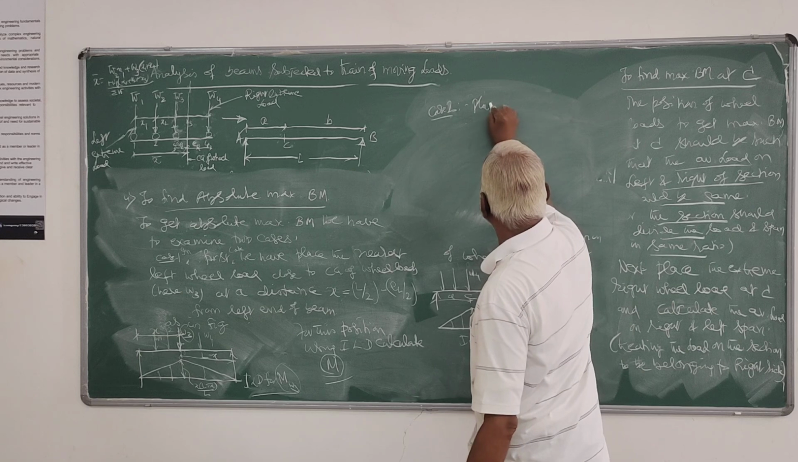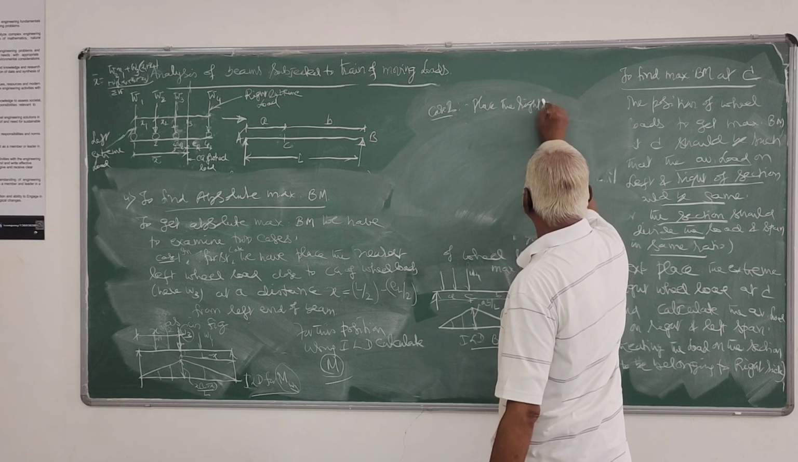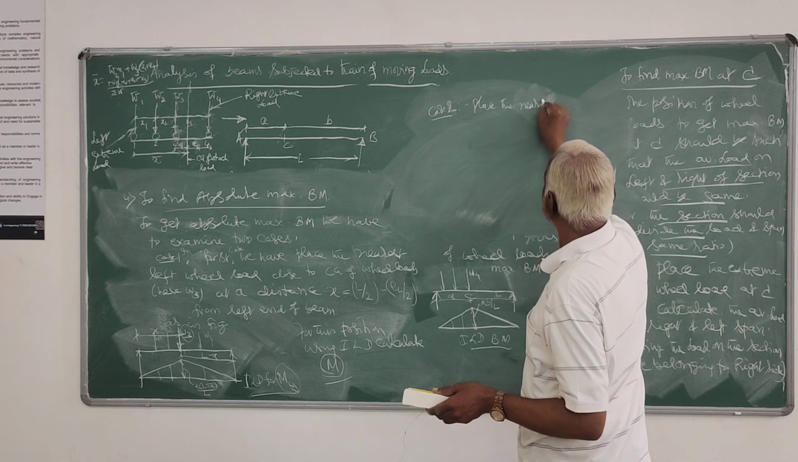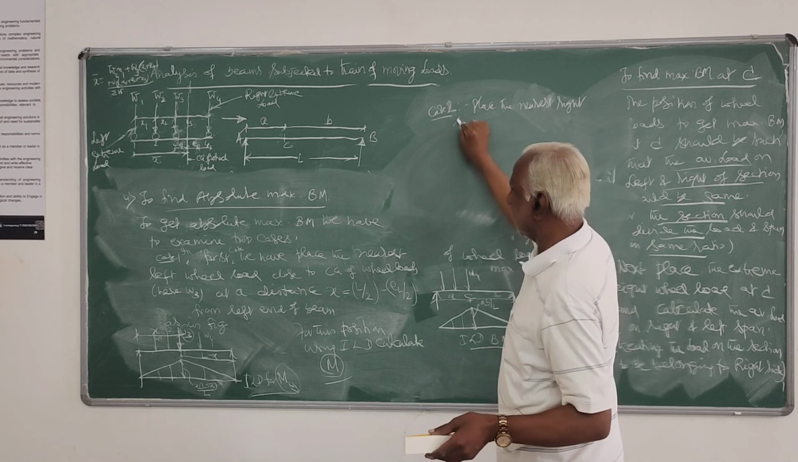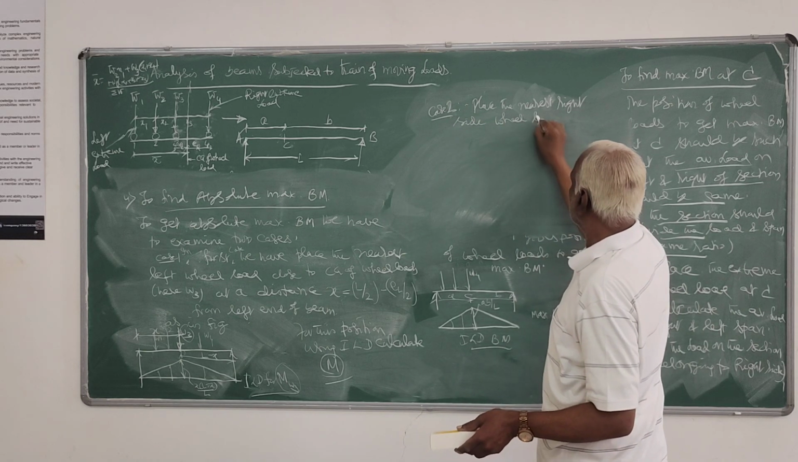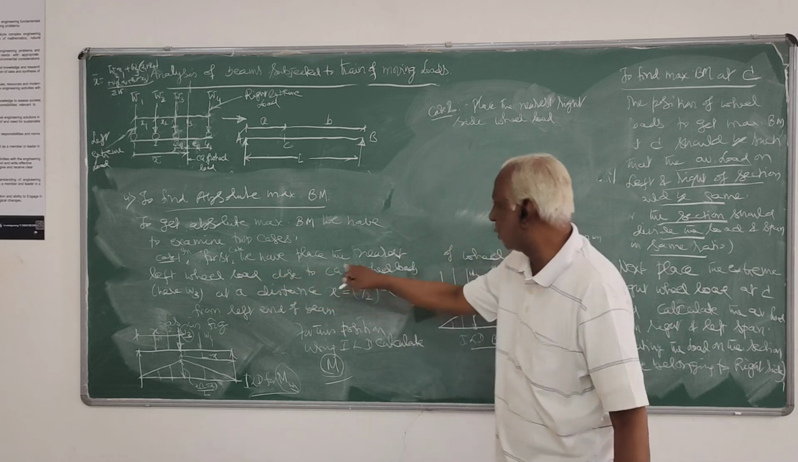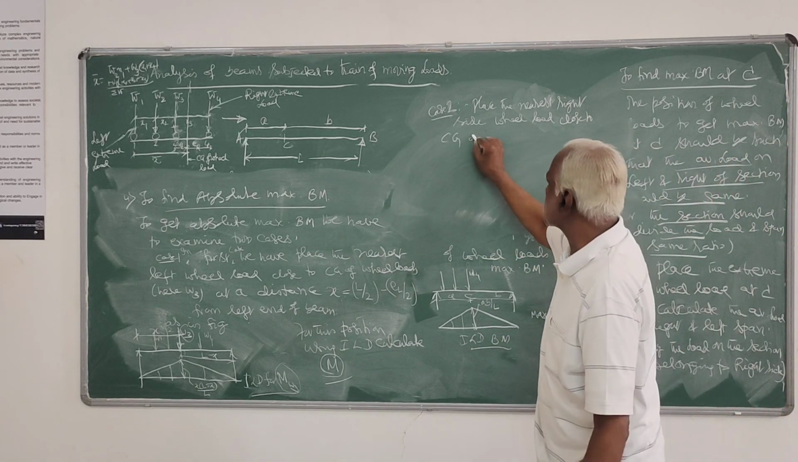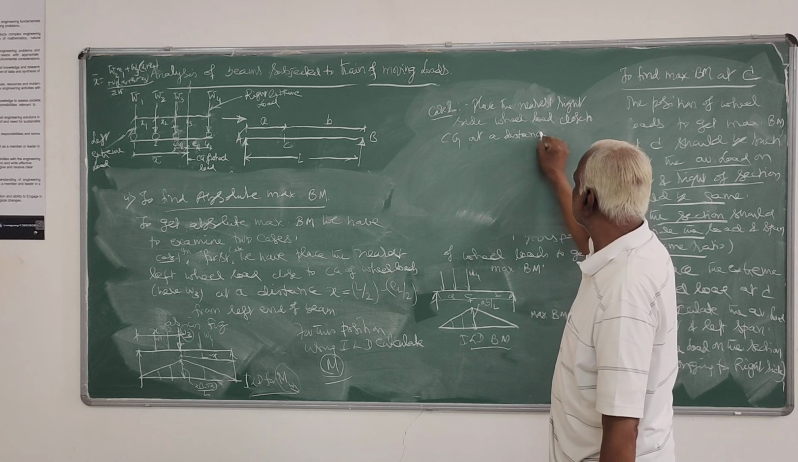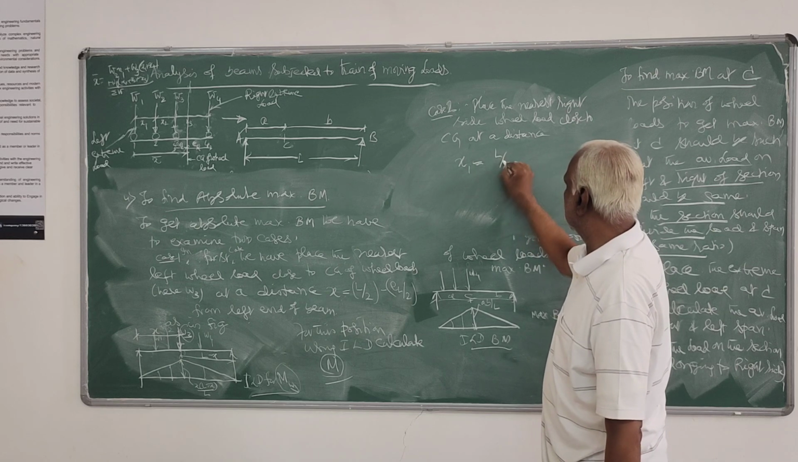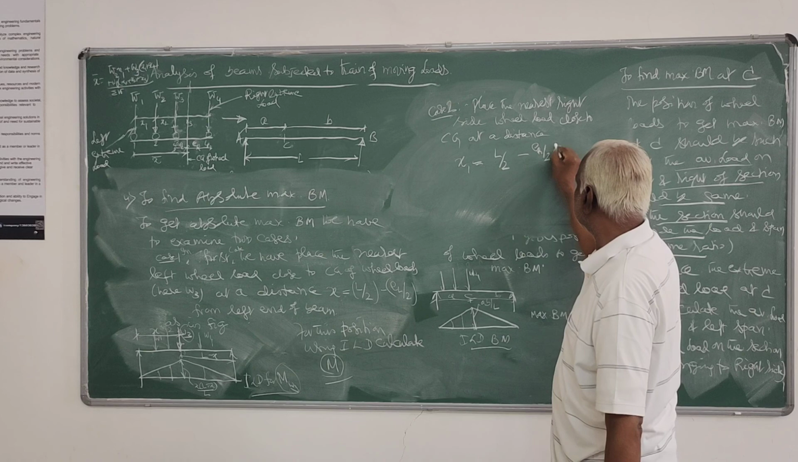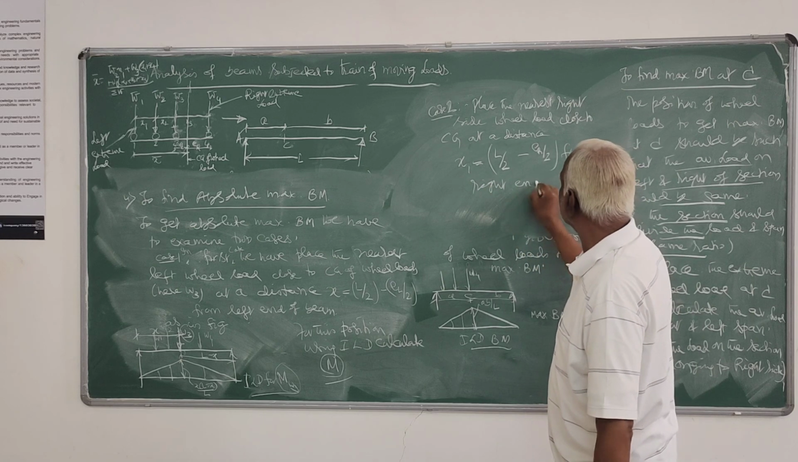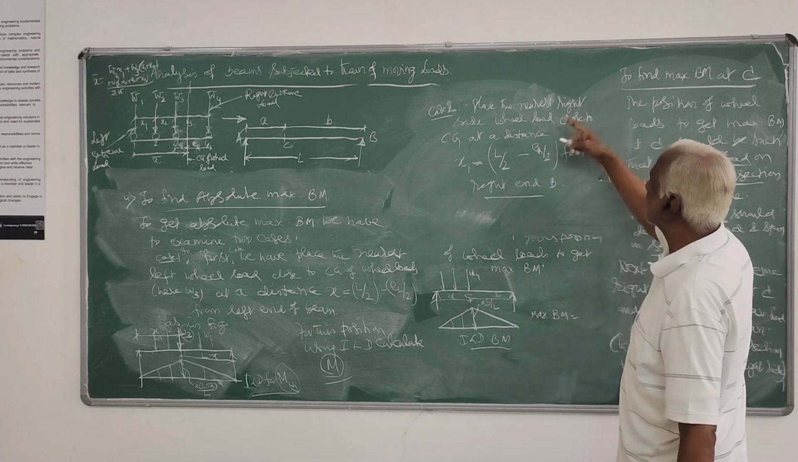Case 2, place the right side, place the nearest right side wheel load close to CG at a distance x1 equals L by 2 minus e by 2 from the right end B. So place the next right side wheel load.